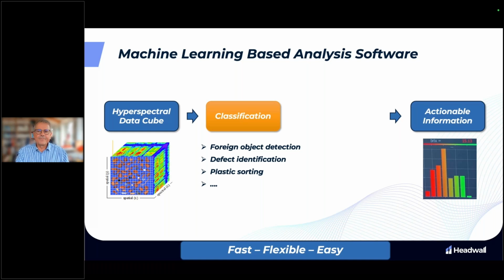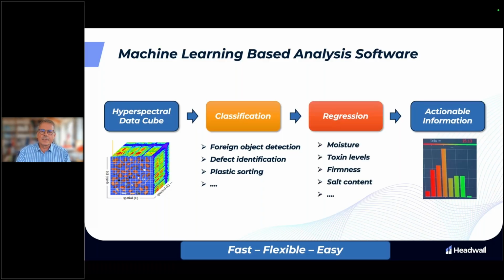Once we have classified and identified our objects, we can go one step further by doing regression calculations, which give us analytical information, such as moisture. How moist is, let's say, a bread or a piece of meat.